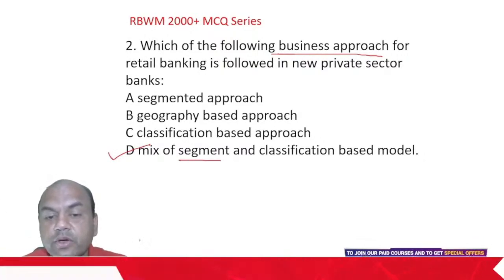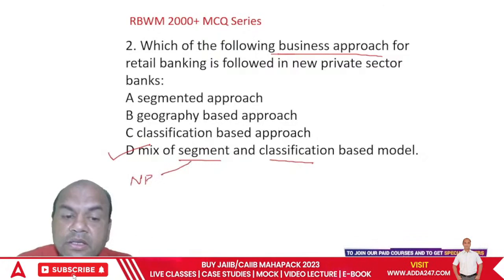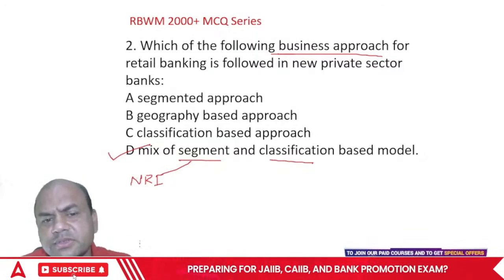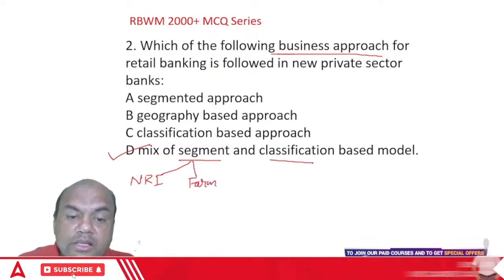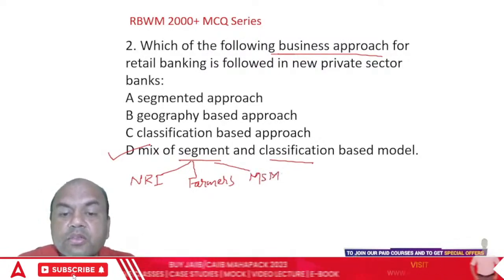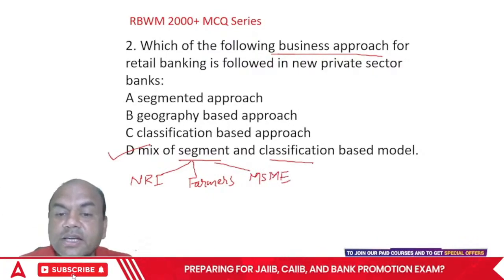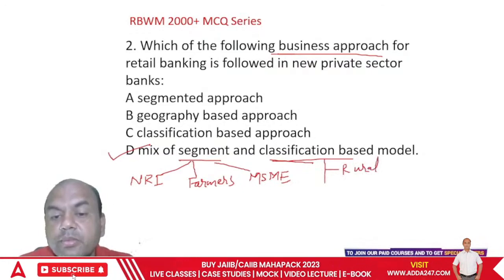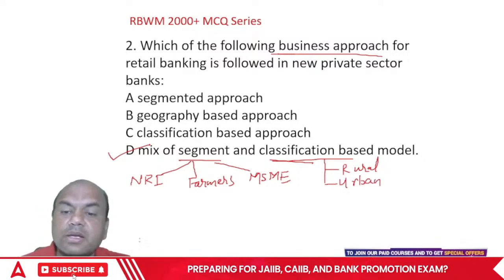What do you mean by this? Segment means it depends on the customers. If I have NRI customers, some branches have only NRI customers. Some branches have only Kisan customers, farmers. Some branches have only businessmen, SMEs or MSMEs. So depending on that, the branch is classified as per the customer base. That is segmented. Second is classification based. Classification means this is a rural branch, this is an urban branch, semi-urban, and so on. So this mix of segment and classification is followed.